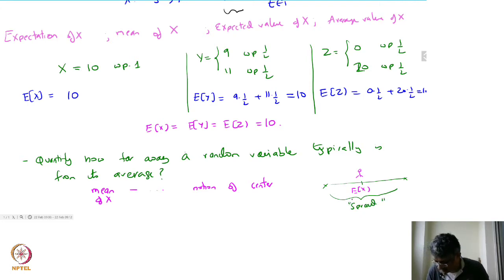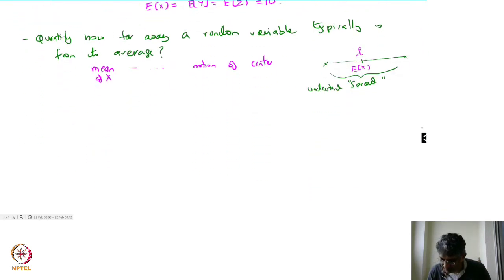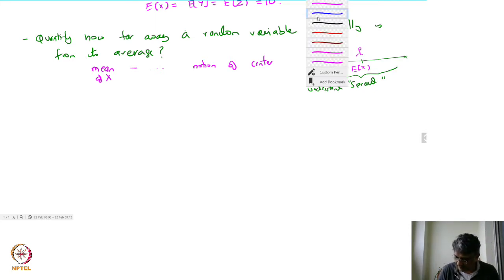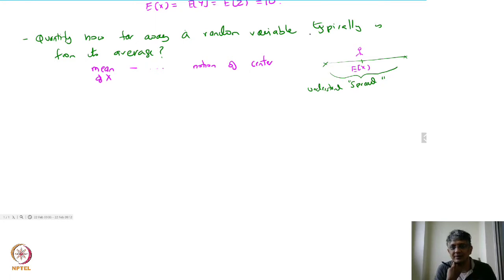For example, in the Z case, it was 0 and 20. In the Y case, it was 9 and 11. And in the X case, it was always at 10. So try to understand spread. One of the quantities that helps you understand spread is standard deviation and variance. This you would have seen in your 12th class, but I just want to go over it probabilistically to understand properly.